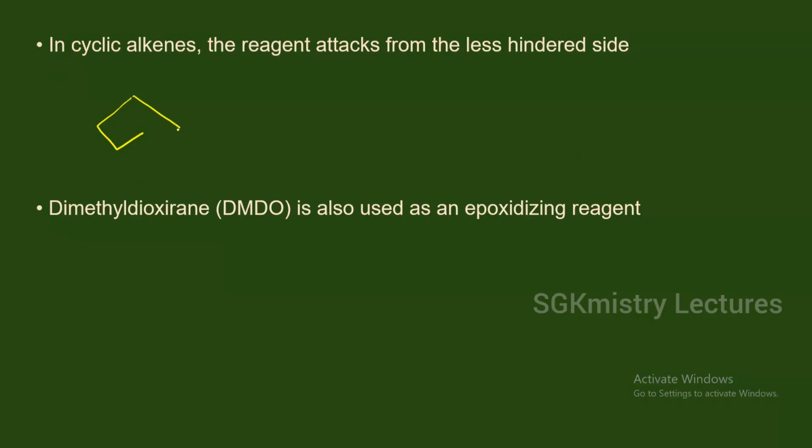Here we have a cyclic alkene, right? In the presence of metachloroperbenzoic acid, and we take a solvent, dichloromethane, the addition of oxygen, that is the epoxidation, takes place from the less hindered side of the double bond. So you get the products.